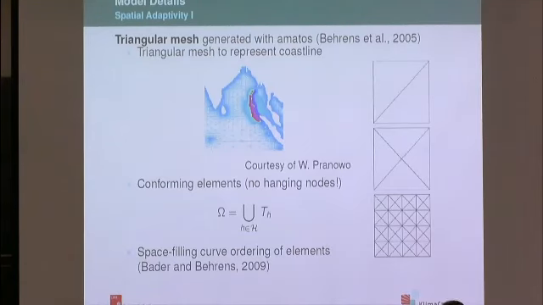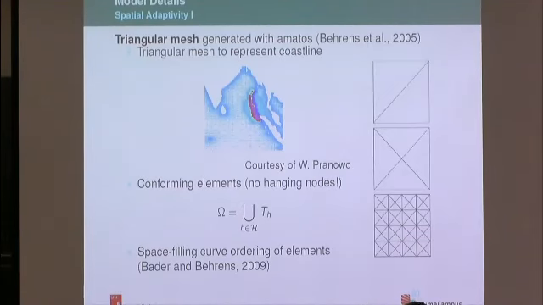And we do that with a mesh generator called Amatos, which had been developed by Behrens and colleagues in 2005. What it does is create a triangular mesh. You give an initial triangular coarse mesh into the generator and tell it the number of refinement levels, and then what you get out could look like this. This is for the Indian Ocean, which was in the PhD thesis of Widodo Pranowo.